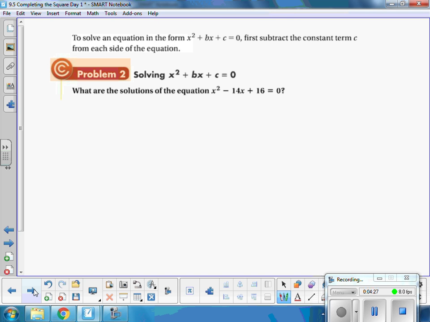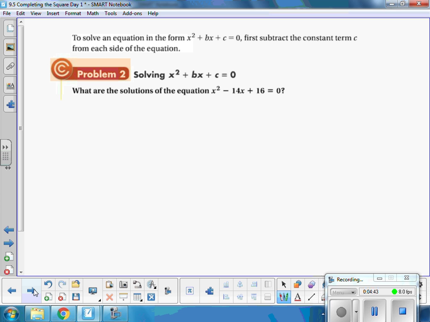All right, now we're going to use our c term to solve this, and I'm going to teach you how to do that. So solve x squared plus bx plus c equals 0. What are the solutions of this equation? And we're going to utilize what we know about perfect squares.